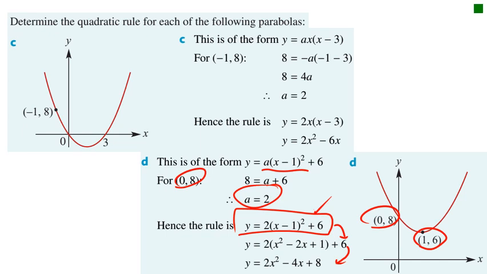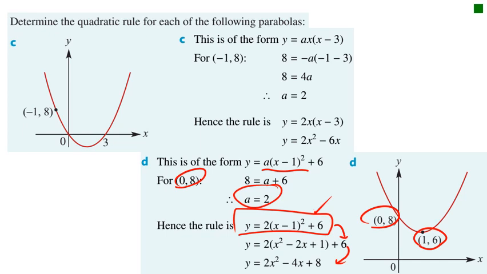Okay, let's look at the next one. We'll tidy this up a little bit. So the next one we notice is in turning point form. So we've got the turning point down there at (1, 6). This means you can write it in the form a times (x - 1) all squared plus the 6. We need another point, and that other point is at (0, 8). So what we now do is we substitute that into our expression. We get a is equal to 2, and once again we've actually found out what the rule is equal to.